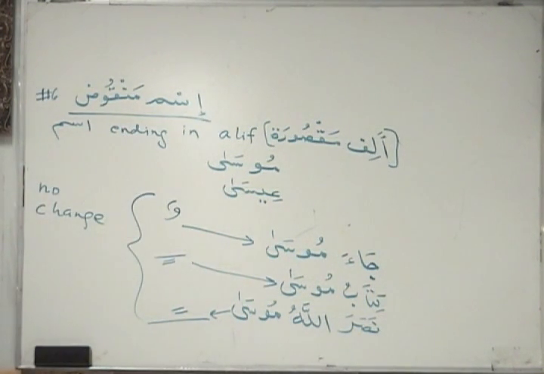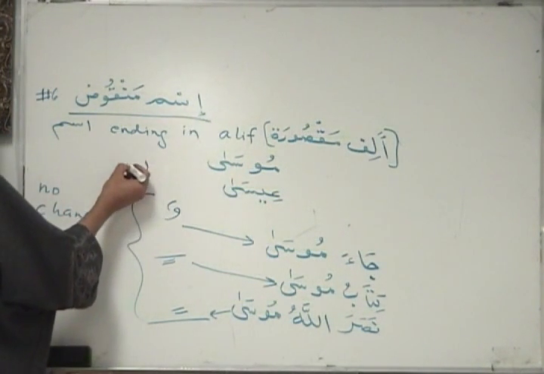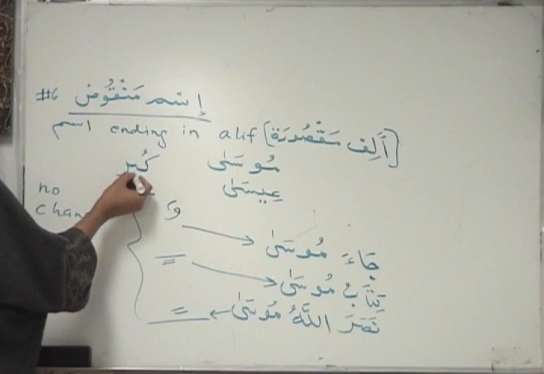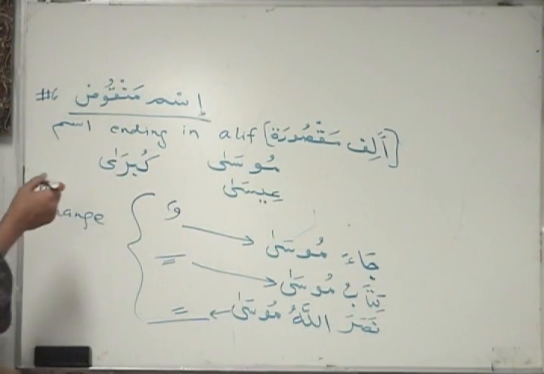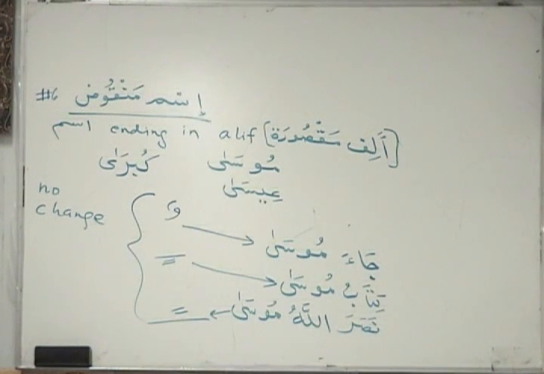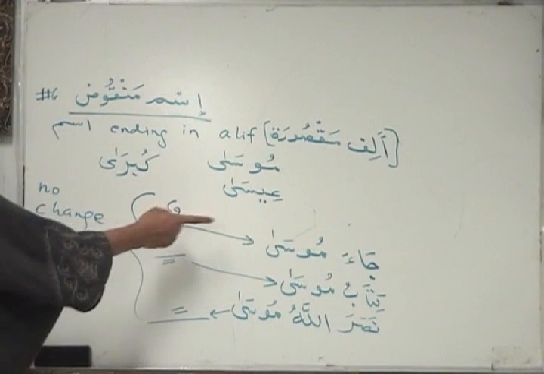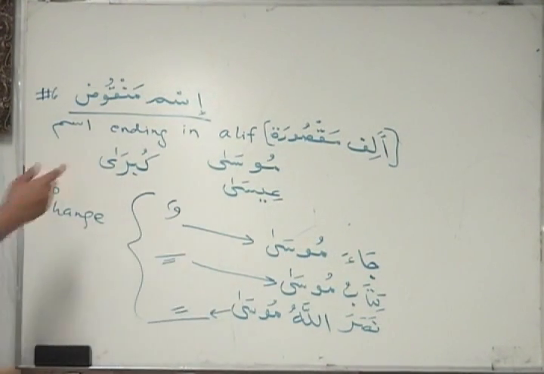Is it only for names, or is it for other nouns as well? Any noun, it doesn't have to be a proper noun. It could be anything else. Like, for example, kubra. Kubra is the feminine of akbar. Akbar means greater. So the feminine of akbar is kubra. So you say jaa kubra, kitabu kubra, nasallallahu kubra.